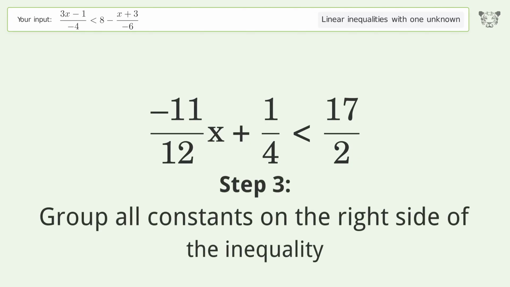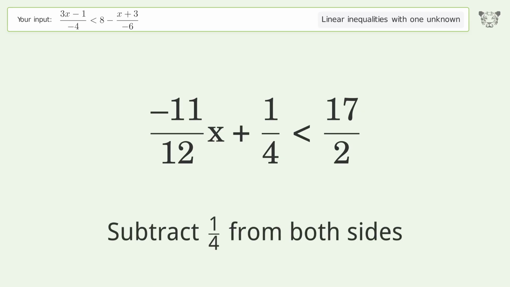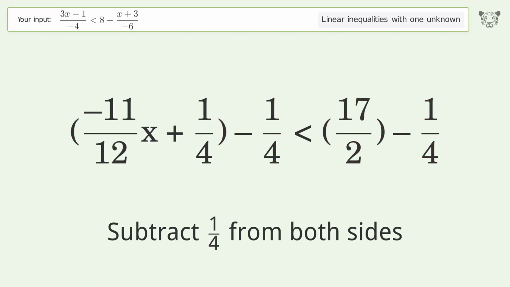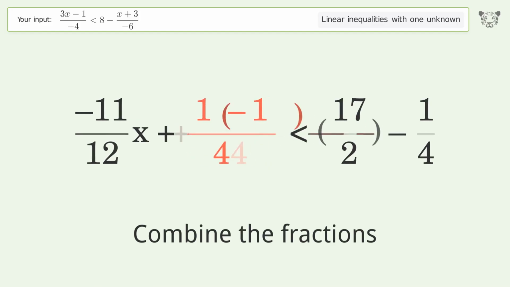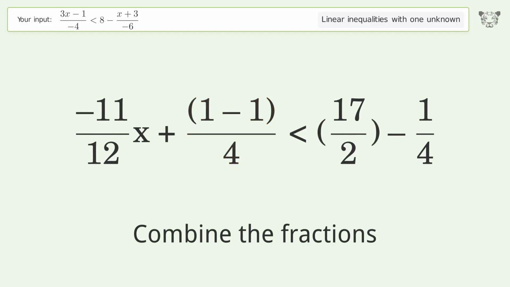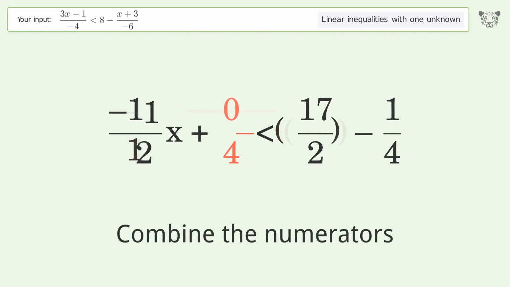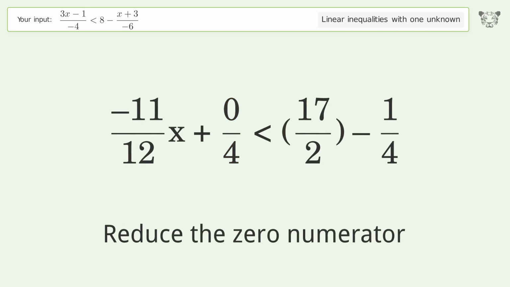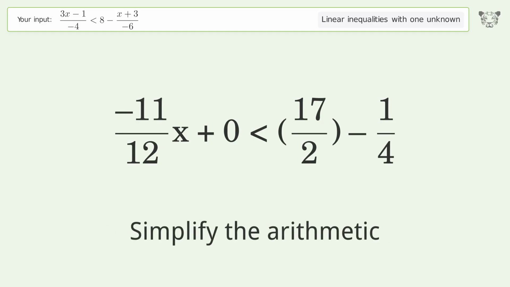Group all constants on the right side of the inequality. Subtract 1 over 4 from both sides. Combine the fractions. Combine the numerators. Reduce the zero numerator. Simplify the arithmetic.